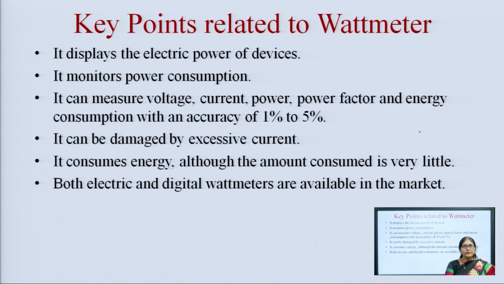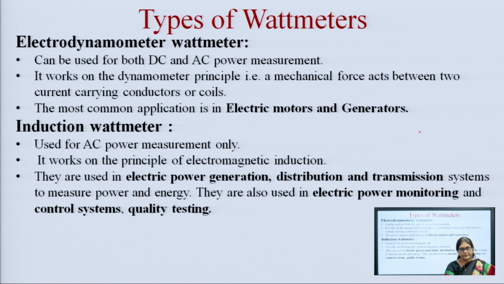A wattmeter is damaged if we use excessive current. So, the current rating is shown on the wattmeter, and if the current is more than that rating, then it will damage the wattmeter. Also, since it draws current, it consumes energy. Although the consumption of energy is very little, yes, it consumes energy. Then they are available in analog and digital forms.